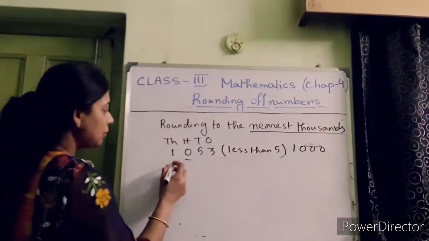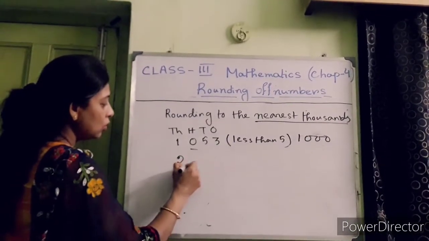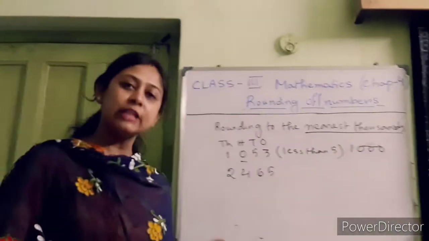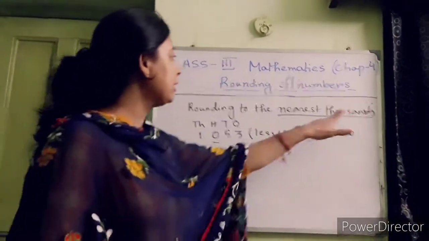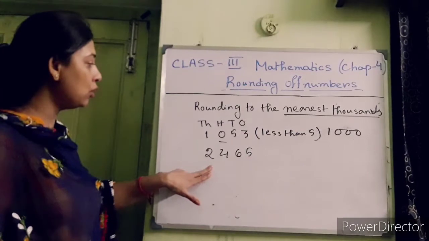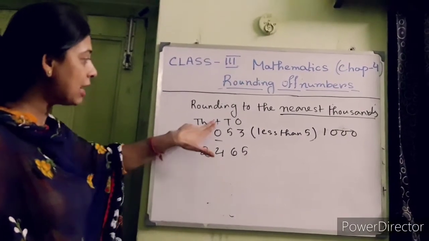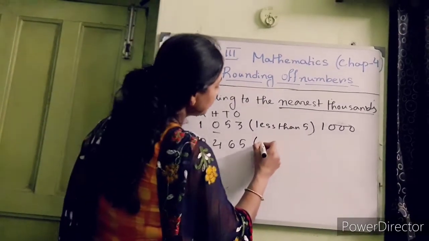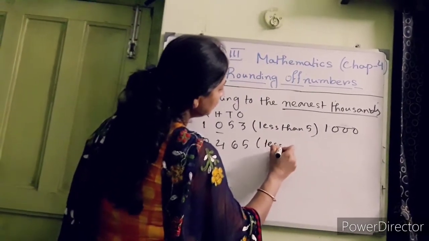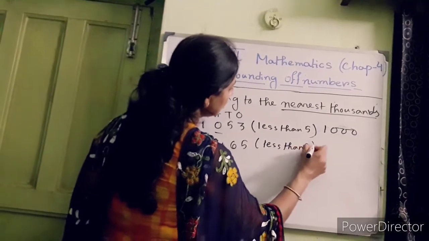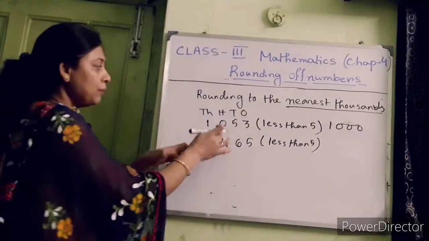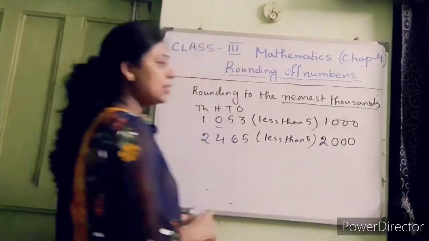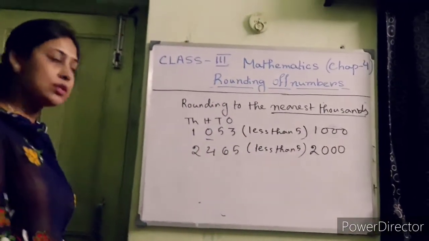Okay. Another number: 2465. Same rule you have to follow. For rounding to the nearest 1000, you have to observe which digit is present in the 100 place. Here 4 is present in the 100 place. So it is less than 5. So you have to put 0 in the 100, tens and 1 place. So your answer will be 2000.